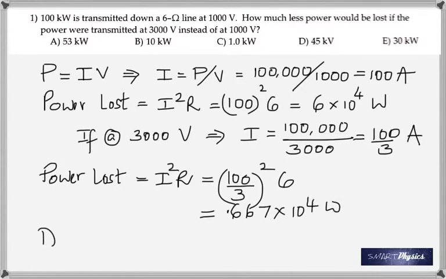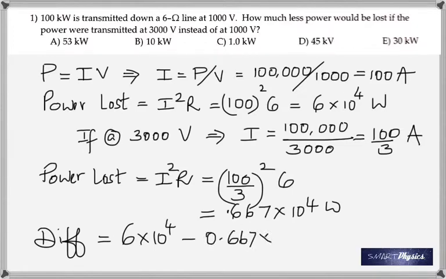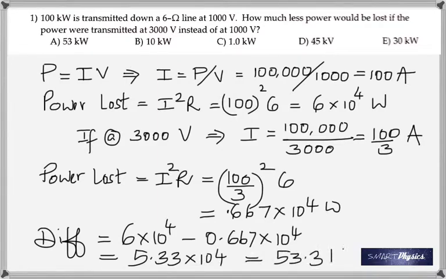Obviously it is less, and therefore the difference gives the answer, because the question says how much less power would be lost. That is .33 times 10 to the power 4, which is 53.3 kilowatts.